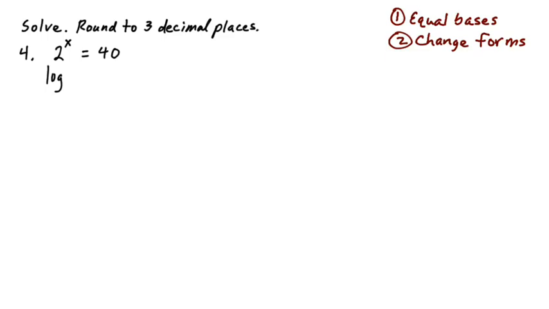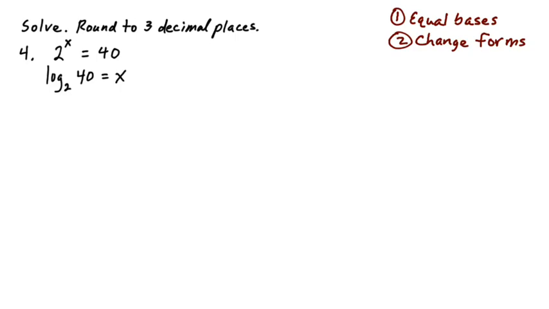So this, we'll write log. Our base is 2, so that's our subscript. The 40 goes here, that's the answer. And the exponent goes all by itself. Remember, it's base, exponent, answer. 2 to the x power equals 40. So you can see this is correct.